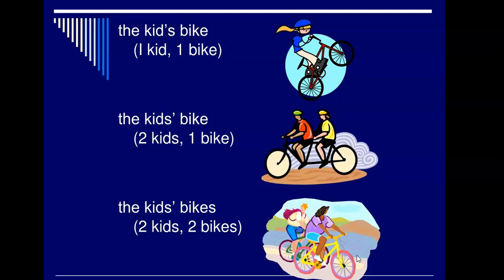The kid's bike, one kid and one bike. The kids' bike, two kids, one bike. The kids' bikes, two kids, two bikes.